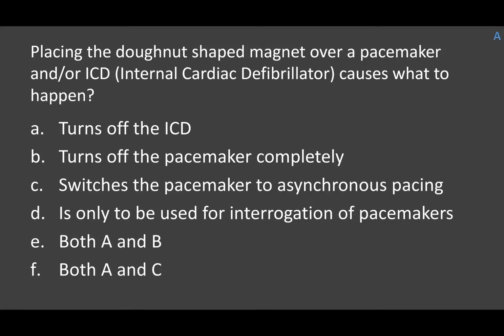Placing the donut-shaped magnet over a pacemaker and or ICD causes what to happen? So what does the magnet do? Well, does the magnet turn off the ICD? Absolutely. Does it turn off the pacemaker completely? Absolutely not. It doesn't do that in any way, shape, or form. Does it switch the pacemaker to an asynchronous pacing function? Yes, it does. Do we only use the magnet for interrogation of pacemakers? That's not true. We actually use it for a multitude of things. So that's an inaccurate statement, which then just leaves us with the answer A and C.